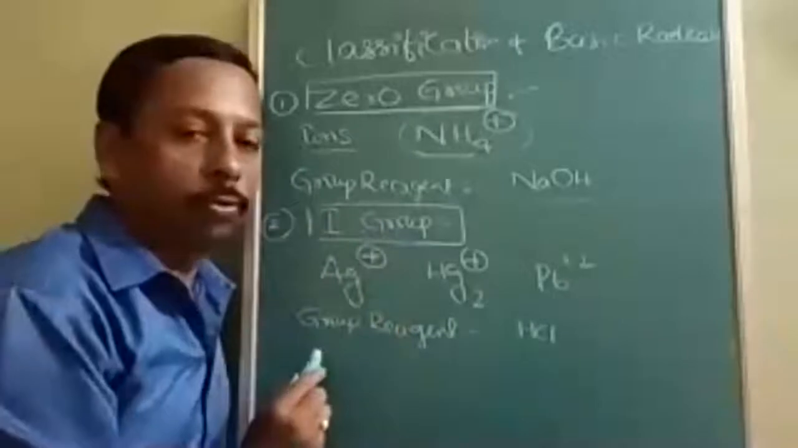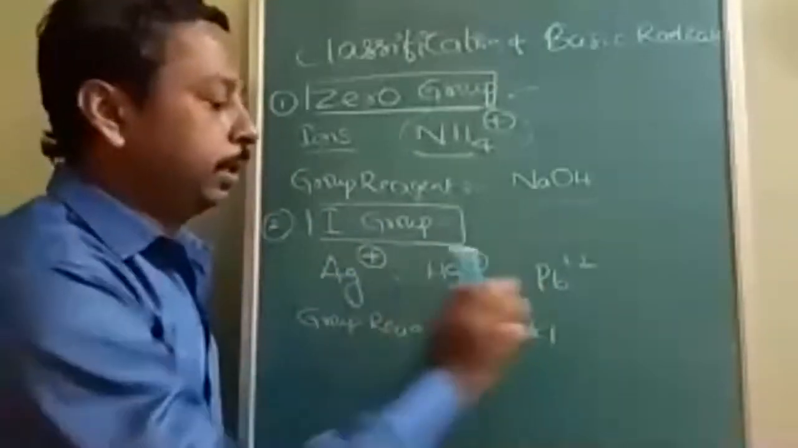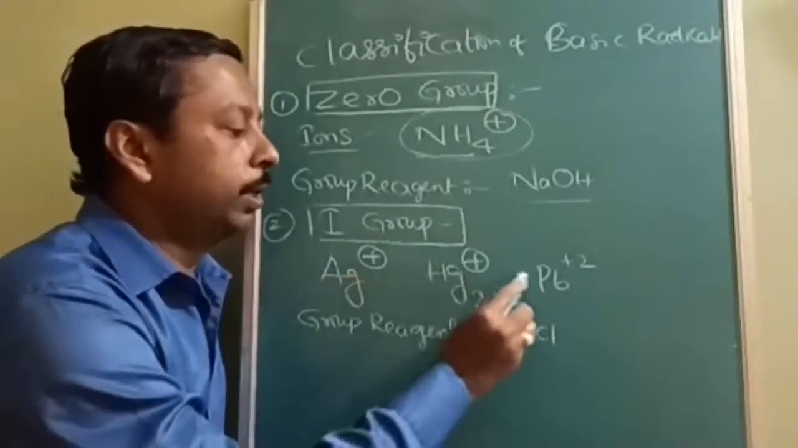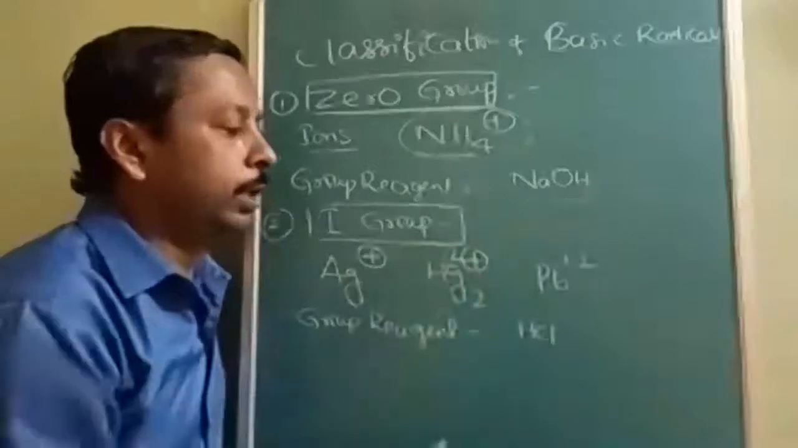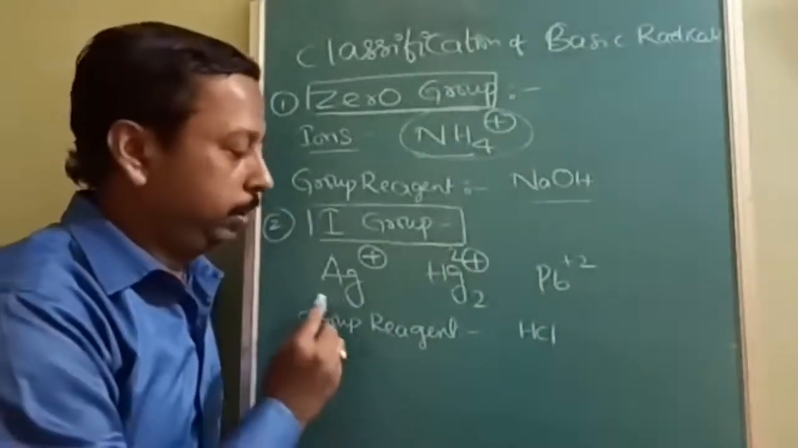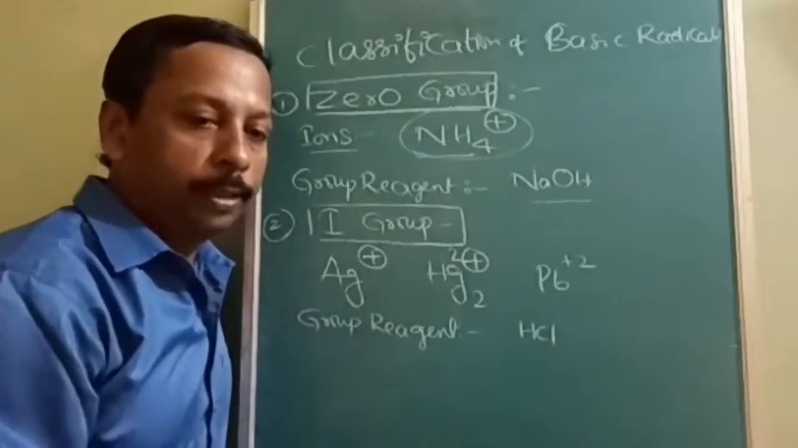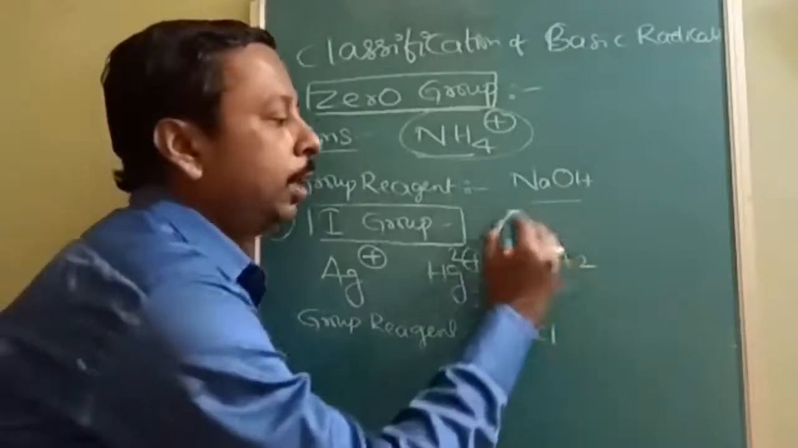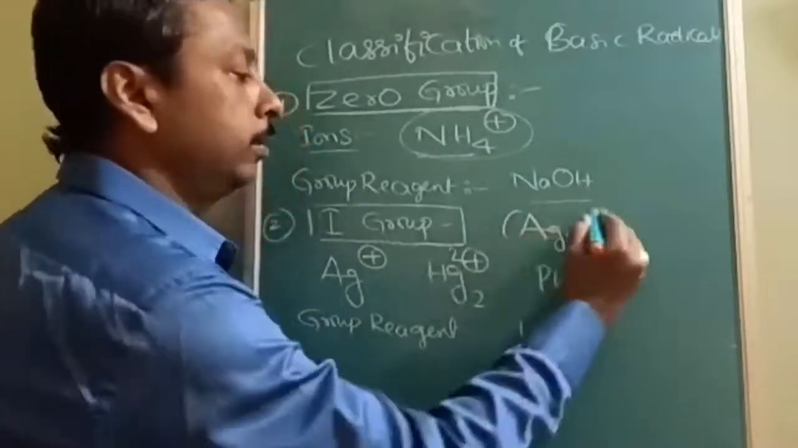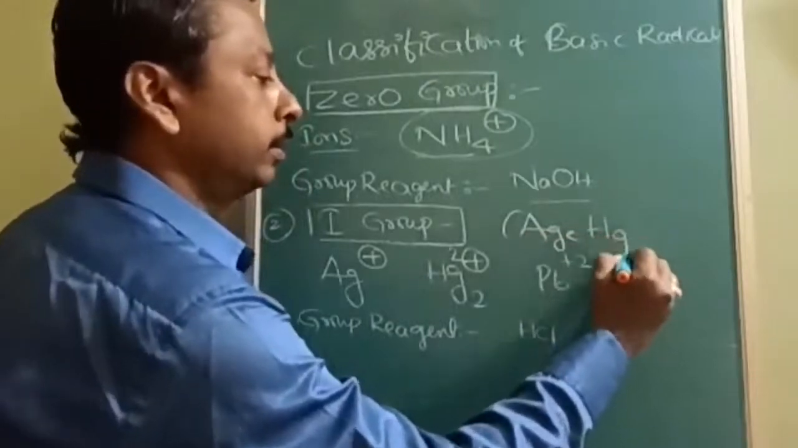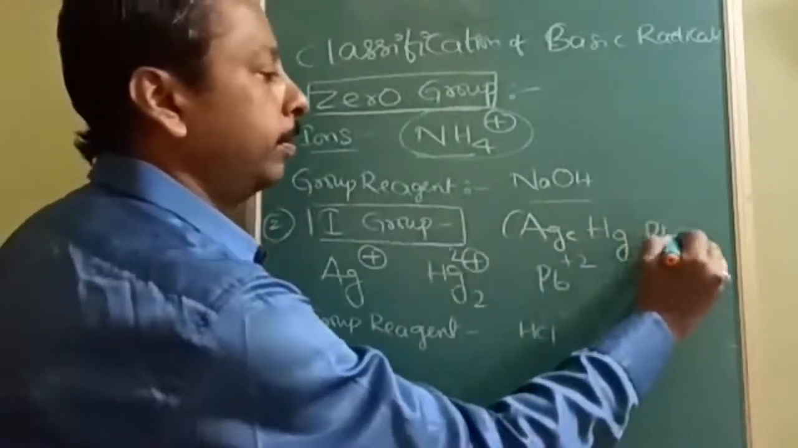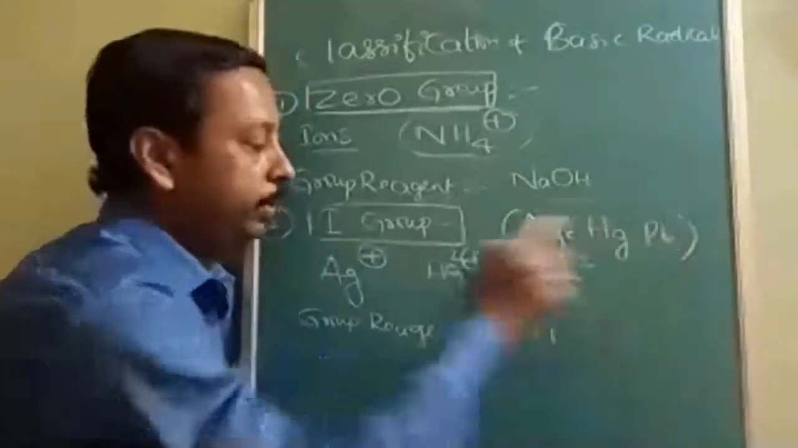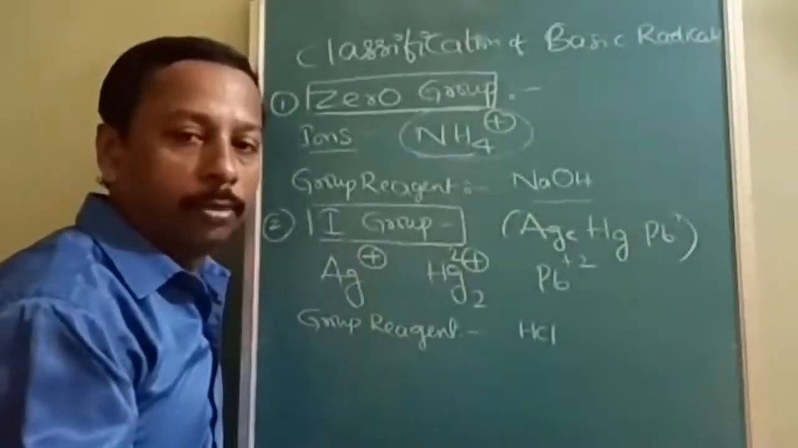Next, coming to the first group. The first group contains three ions. How many ions? Three ions: Ag plus, Hg2 2 plus, and Pb2 plus. So how to remember this? Aage hogi PUBG. Aage means Ag, hogi means Hg, PUBG means Pb. Understood? This is the method to remember. Aage hogi PUBG belongs to the first group.